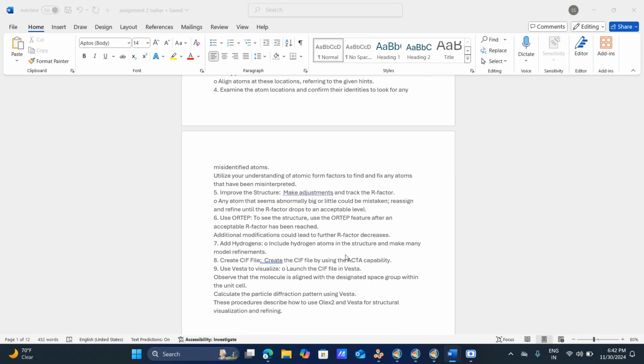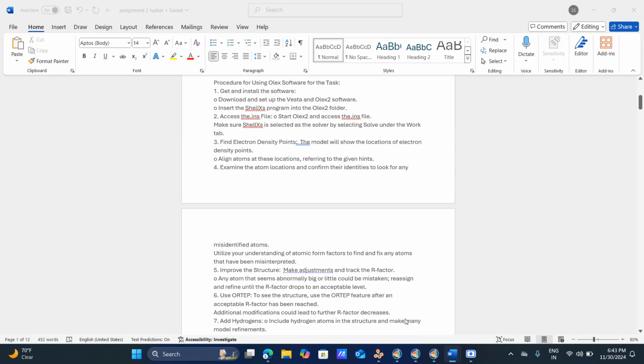After doing all this, once we are done with the structure, we can create a CIF file by using this ACTA capability. It is an option given in the tool. Then once the CIF file is created, we can use Vesta to visualize it. Once we launch Vesta, we can observe the structure of the solution that we have provided. You can also get a forward diffraction pattern using Vesta. So just let me begin.